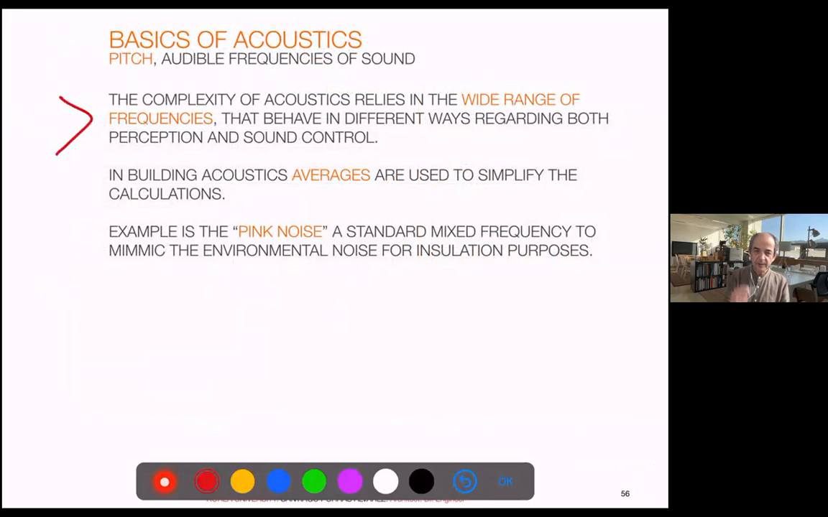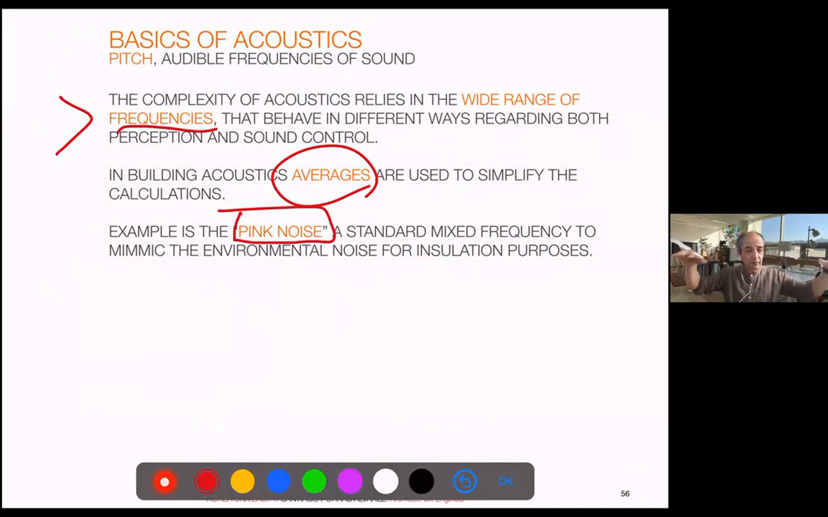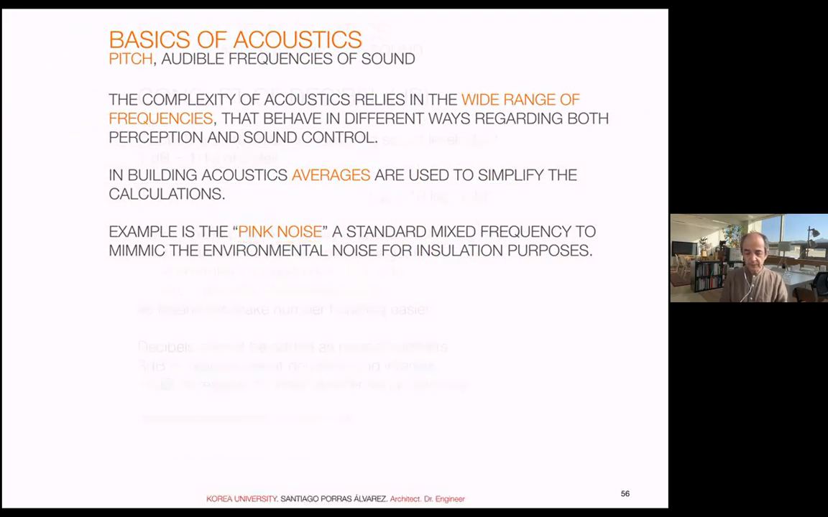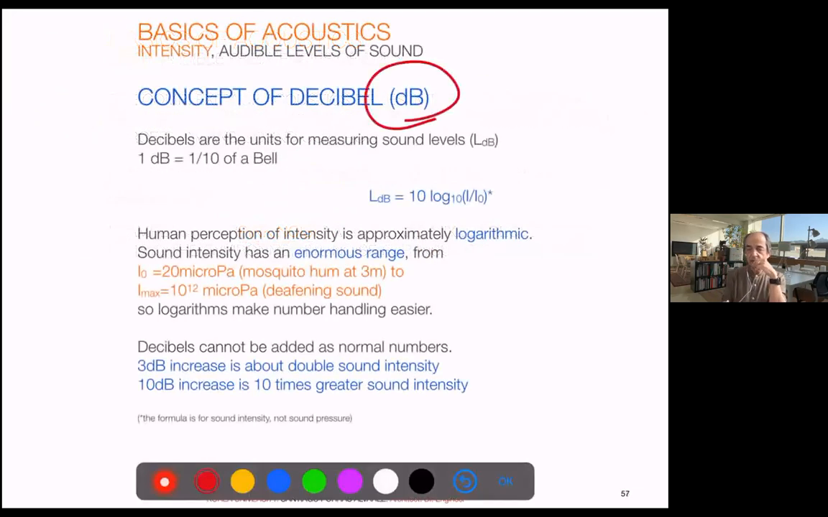So the problem with sound is that each frequency, each pitch, is perceived in a different way in terms of perception and intensity. So we need to use averages to simplify. And one very common is the pink noise. It's a standard mix of frequencies which relate to usual noise, right? Not the annoying noise, but just the soft noise we have in the environment. And this is why we also use decibels. So decibels are a way to measure sound intensity. It is a bit tricky. Let's see if we can go into this before we finish the class.